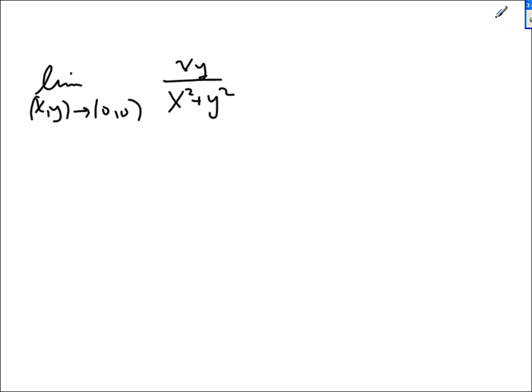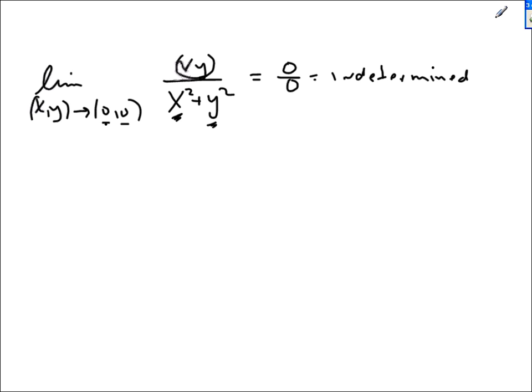So suppose you had to do the following. You have the limit as x, y approaches 0, 0 of xy over x squared plus y squared. Now if you directly substitute, you're getting 0 over 0. 0 times 0 is 0. Remember, x and y are both 0. 0 squared plus 0 squared is 0. So this is indeterminate.